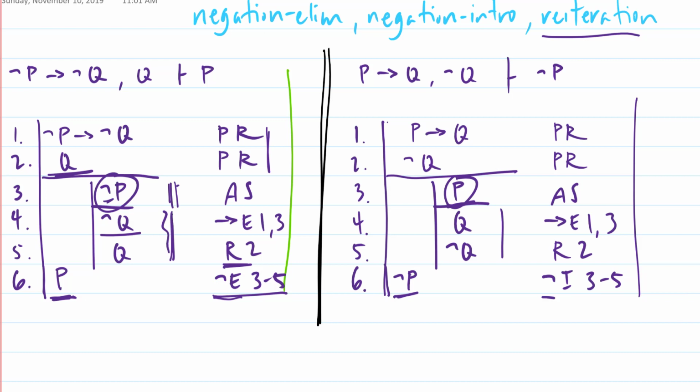So negation intro and negation elim are really the same thing. It just depends if you're going from no negation sign in your assumption to a negation here, or if you're doing the opposite. If you have a negation in your assumption and you go to no negation, then it's negation elimination.